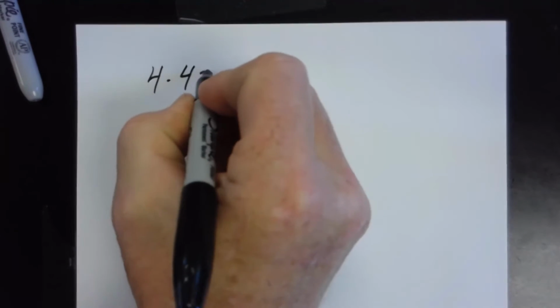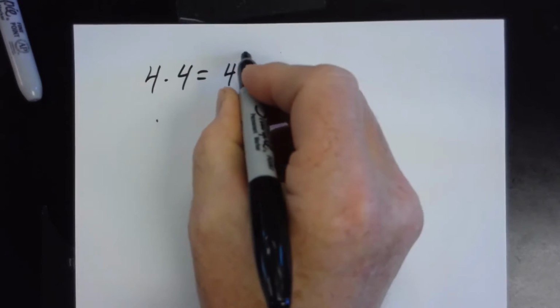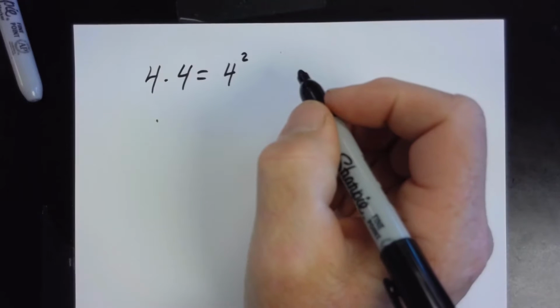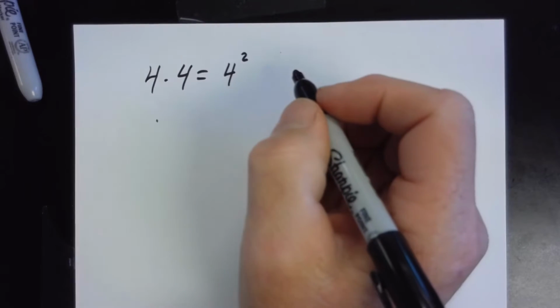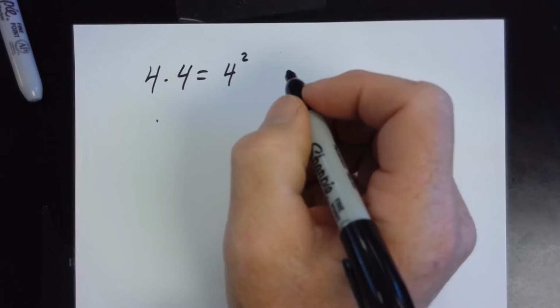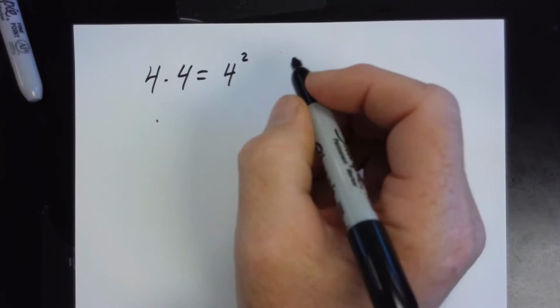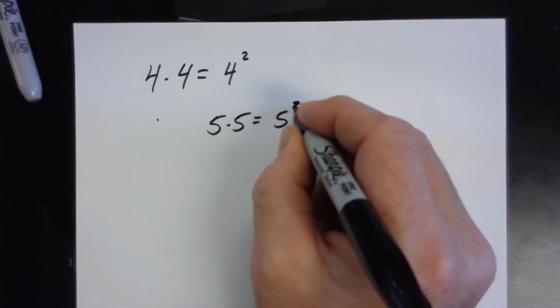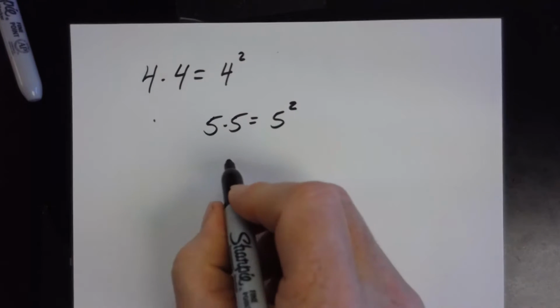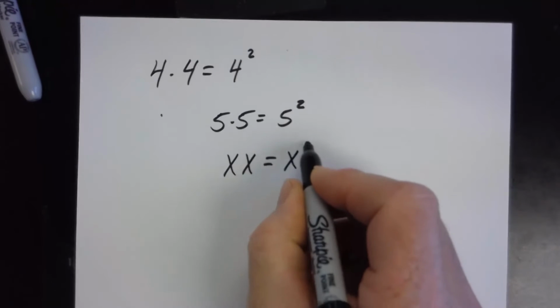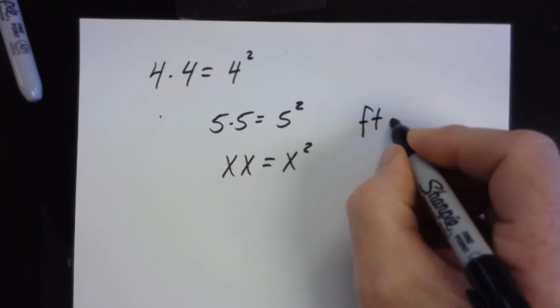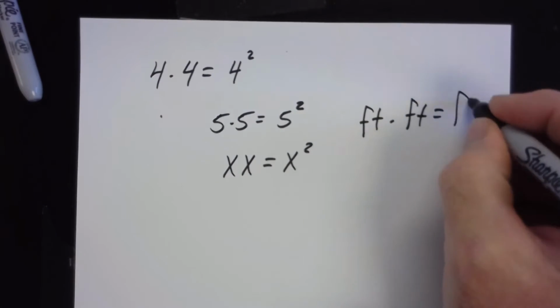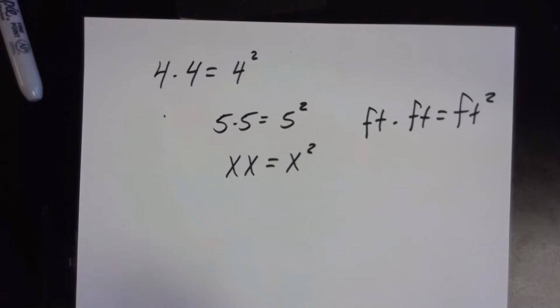What's 4 times 4? 16. It's 4 squared. That's how this goes. What is 5 times 5? 5 squared. What is x times x? X squared. It's x squared. What is feet times feet? It's feet squared. We don't say it. We say square feet. Okay, but the units have to work out.